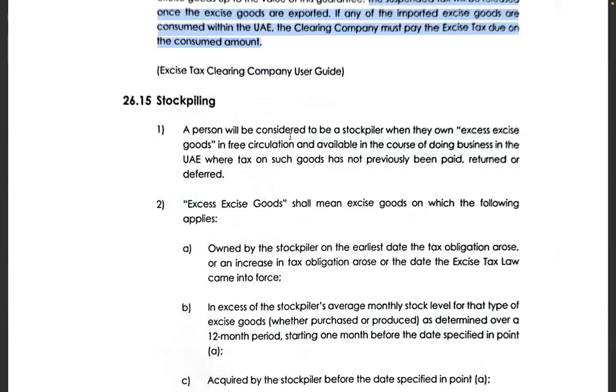A person will be considered to be a stockpiler. Now we are reading the stockpiler. The person will be considered to be a stockpiler when they own excess excise goods. Excess means extra or over some limit, in free circulation and available in the course of doing business in the UAE, where tax on such goods has not previously been paid, returned, or deferred.